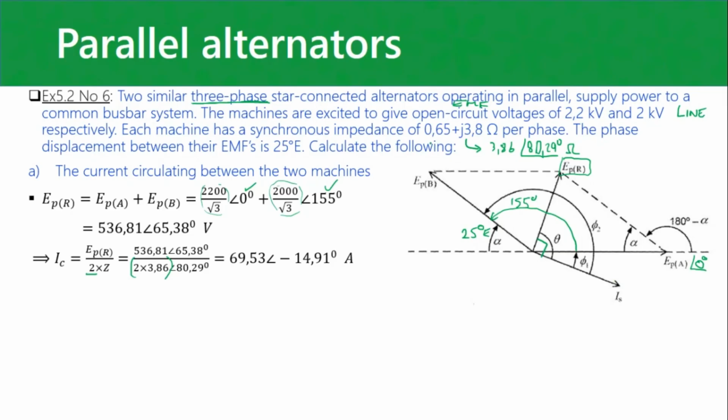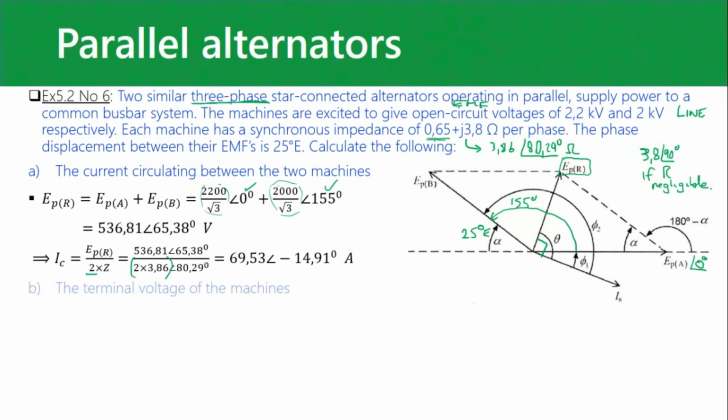Sometimes they just give you reactance, they don't give you the resistance. Then in this case it would just be 3,8 ohms angle 90, because it would be just reactance. If they say R is negligible or something like that, then you make your angle 90 degrees. But in this case, you calculate the polar.